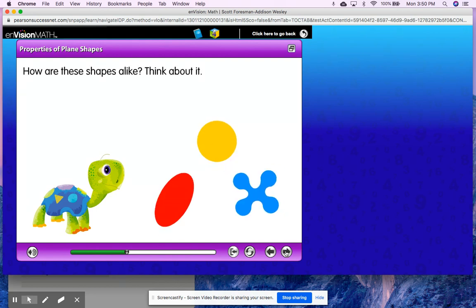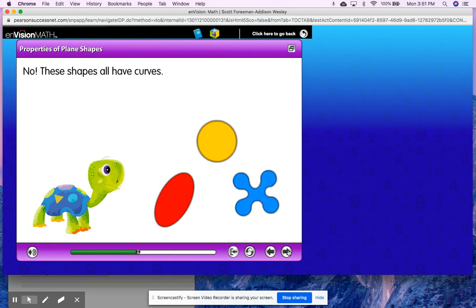How are these shapes alike? Think about it. Now think about what we just did, and look at these different groups of shapes and think about how these shapes could possibly be alike. Do these shapes have straight sides? Answer that question out loud. Look at each shape. Are they straight sides?